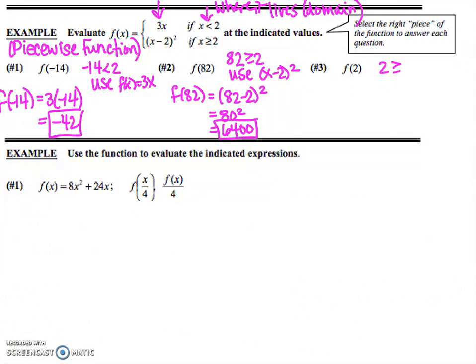And then the third example here, f of 2, be careful with this one. 2 is greater than or equal to 2. 2 is not less than 2. Since 2 is greater than or equal to 2, we will use the x minus 2 squared function. So we're going to do f of 2 equals 2 minus 2 squared, but 2 minus 2 is 0, right? So 0 squared is 0.